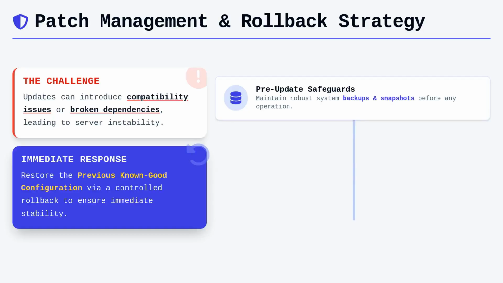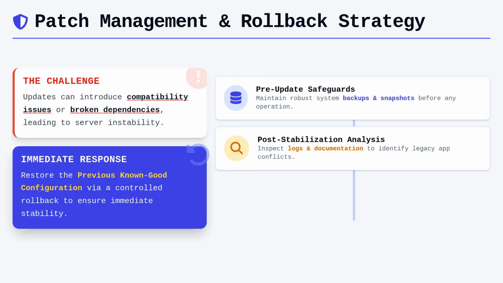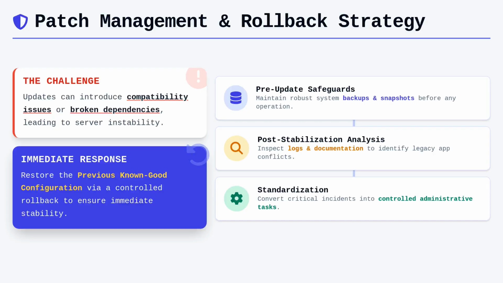Once the system is stabilized, we must inspect the logs and update documentation to determine why the patch failed, perhaps identifying conflicts with existing legacy applications. By standardizing the rollback procedure, we transform a critical incident into a controlled administrative task.